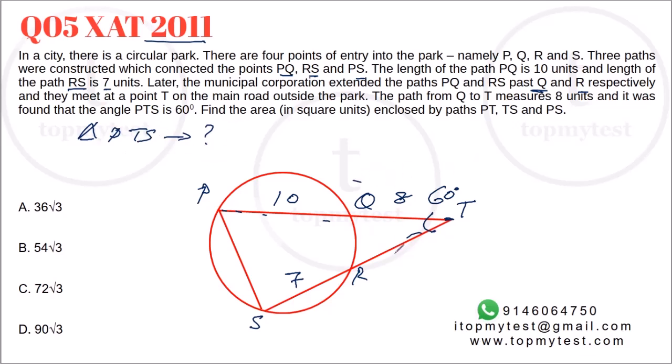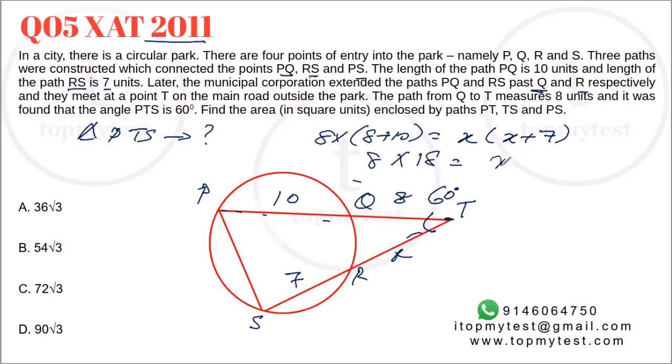Okay, so if I take this value as x, again using the secant or the chord theorem, whatever you want to call it, 8 into 8 plus 10. So TQ into TP, 8 into 8 plus 10 should be equal to x into x plus 7. Right, so 8 into 18 should be equal to x into x plus 7.